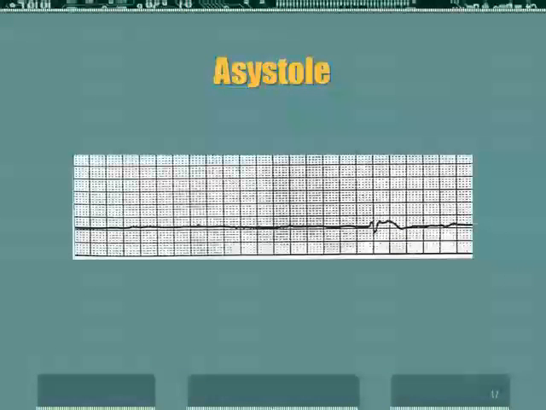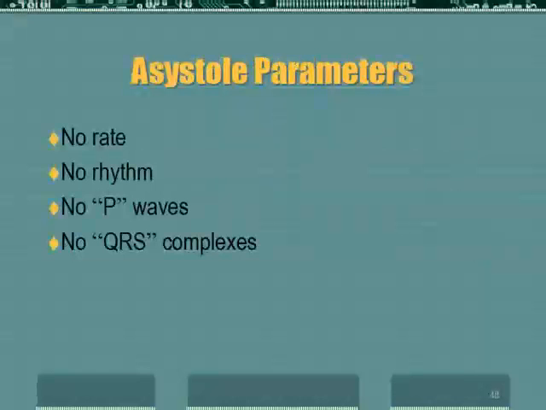This particular rhythm is a very difficult one to treat because there's essentially no electrical activity left in the heart whatsoever. At least a patient in VFib has some electrical activity. It's very chaotic, but at least you have something to work with. It's very difficult to bring patients back once they've developed asystole. And as we said, there's no rate, rhythm, no P waves, or no QRS complexes with this one.